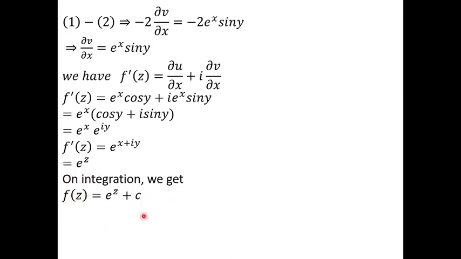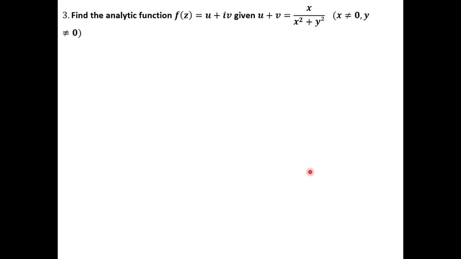We construct the analytic function, or we find the analytic function, from the given u minus v is equal to e^x something. Okay. Now we go to one more problem, that is the third problem. Find the analytic function f of z is equal to u plus iv.